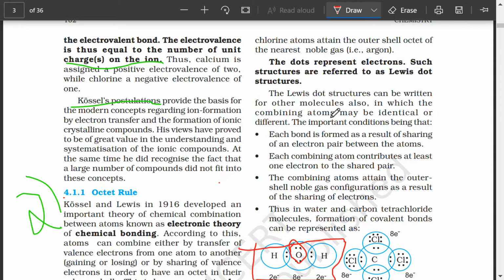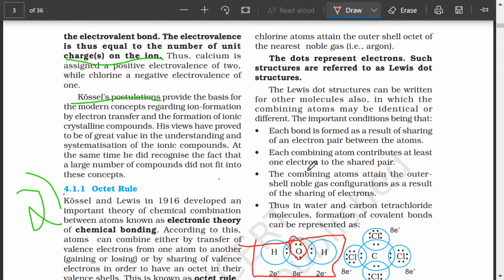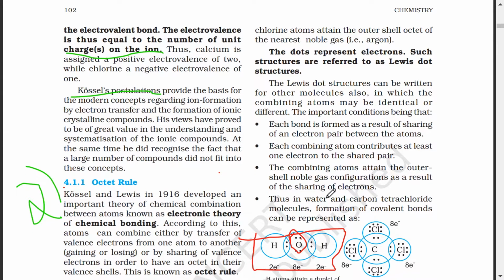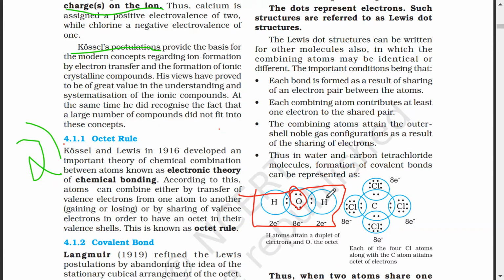The Lewis dot structures can be written for other molecules also, in which the combining atoms may be identical or different. The important condition is that each bond is formed as a result of sharing of an electron pair between the atoms, and each combining atom contributes at least one electron to the shared pair. So whichever atom, like carbon, is forming a bond, it will at least give one electron for sharing. In a covalent bond that is the minimum need, but in future you will learn about the coordinate covalent bond, in which sometimes only one atom gives both the electrons for sharing, right?